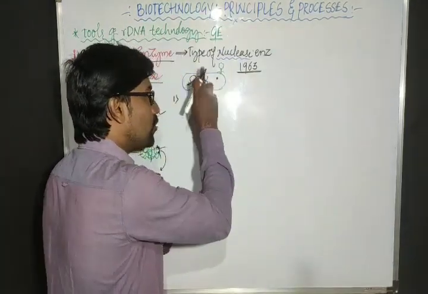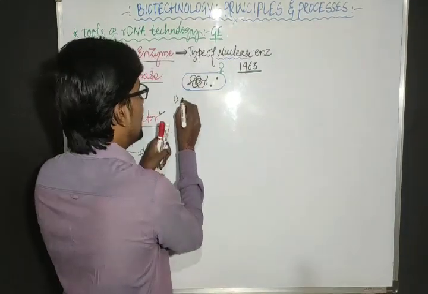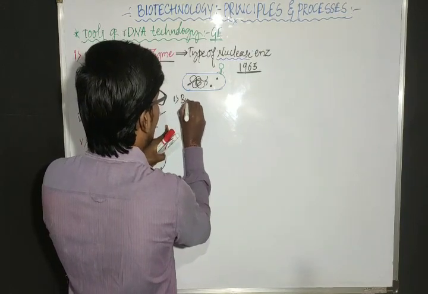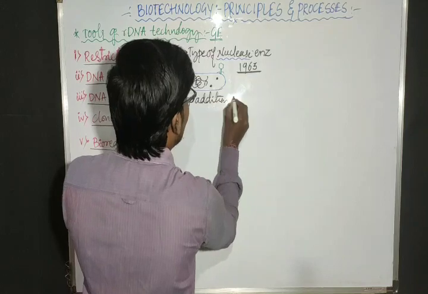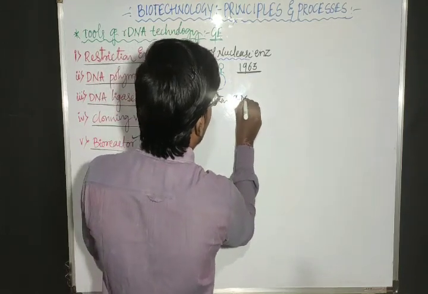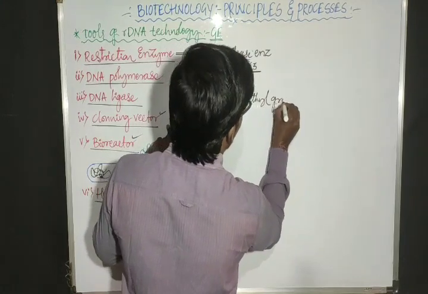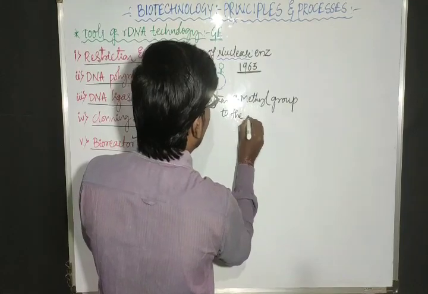It restricted the growth of the bacteriophage, that first type of enzyme. So that enzyme worked by addition of a methyl group to the DNA.